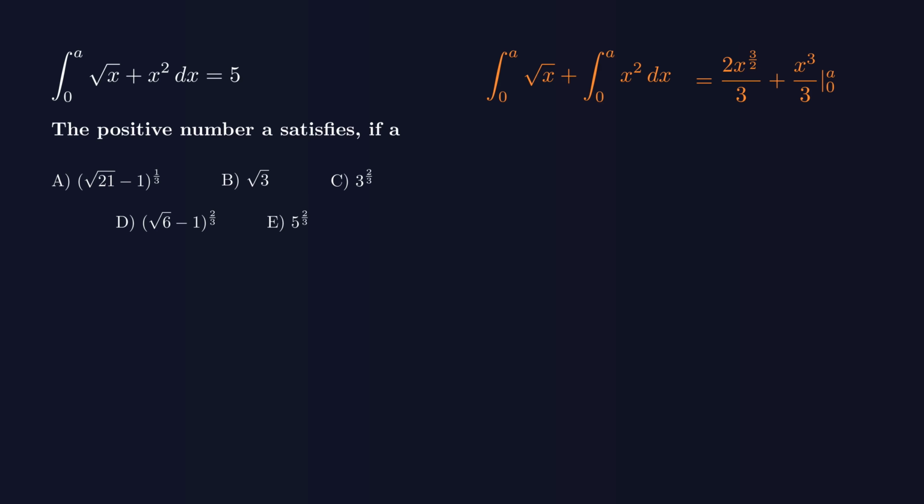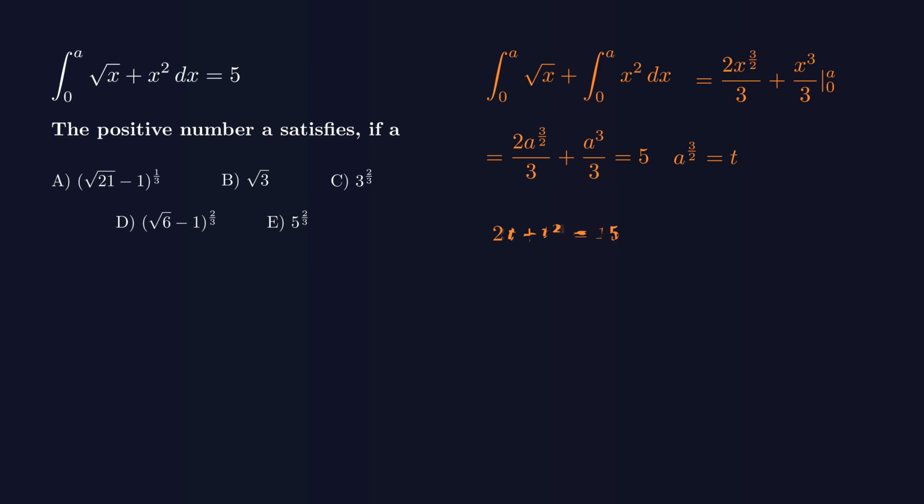If you plug in the upper limit a, you get 2a to the power 3/2 over 3, plus a cubed over 3, equals 5. So how do we solve this equation? Notice that a cubed is actually the square of a to the power 3/2, right? So if we let t equal a to the power 3/2, the equation becomes 2t over 3 plus t squared over 3 equals 5. Now, if we multiply both sides by 3, we get 2t plus t squared equals 15.